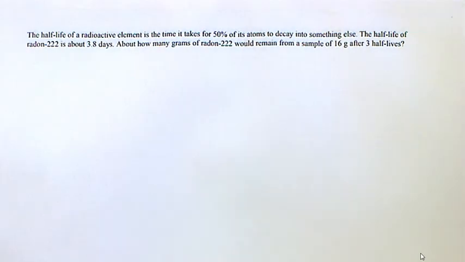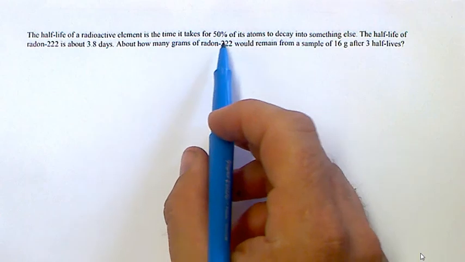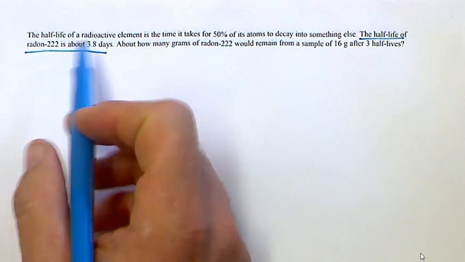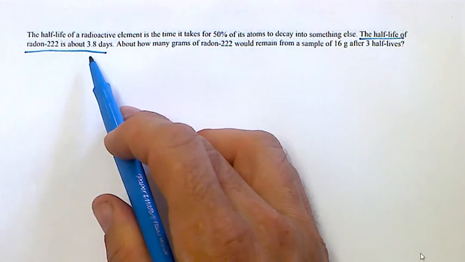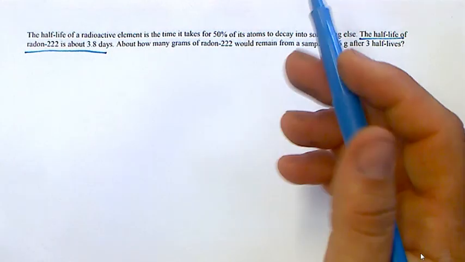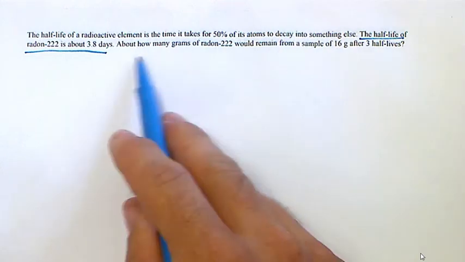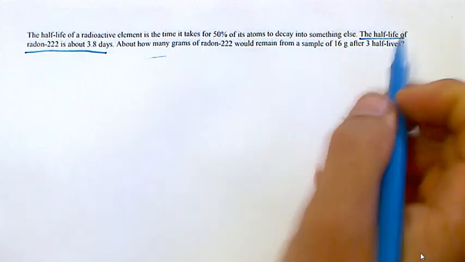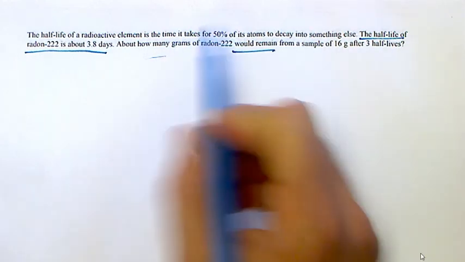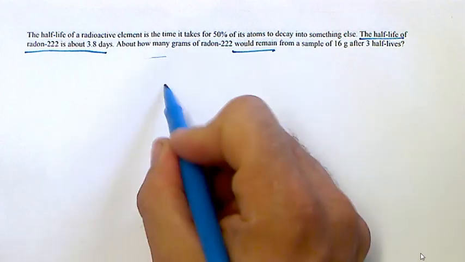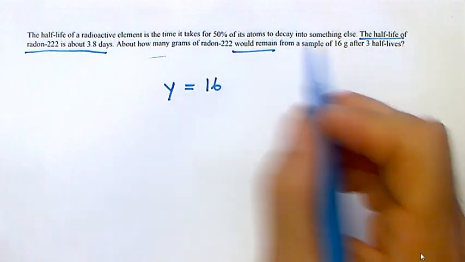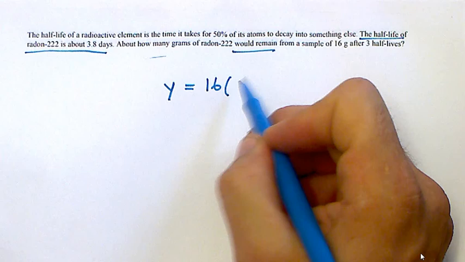The half-life of a radioactive element takes 50% of its atoms. The half-life of radon is about 3.8 days. You'll see this in any sort of SAT or standardized testing. This actual piece of information tells you about half-life, but is really not involved in the question. About how many grams of radon will remain after a sample of 16 grams. So would remain, now we're solving for that final amount here. You started with 16 grams, that's your initial amount. Don't make the mistake of saying half-lives is 3.8.